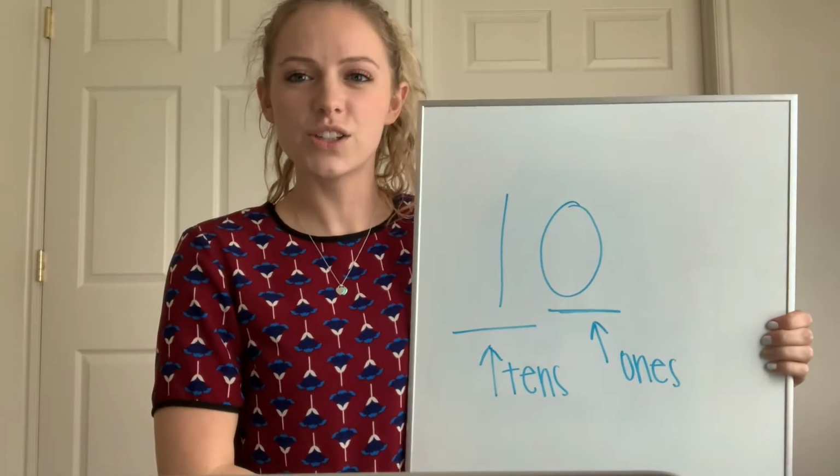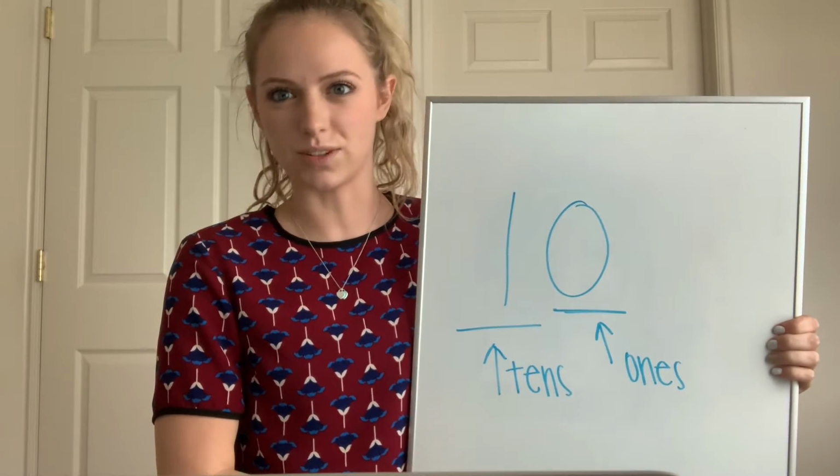Welcome to my video. Today I'm going to be teaching you how to do addition where we have two numbers, one number that's a single digit number and one number that's a double digit number. I know this might seem hard right now, but hopefully at the end of my video you'll be able to do these problems all by yourself. So let's get started. So first let's talk about what is a double digit number.